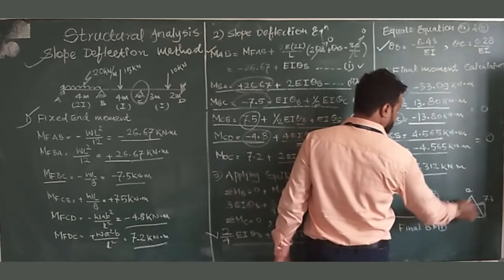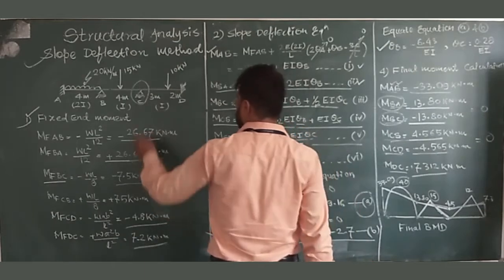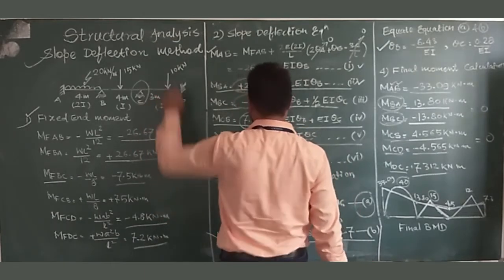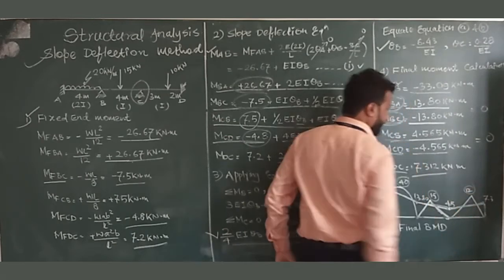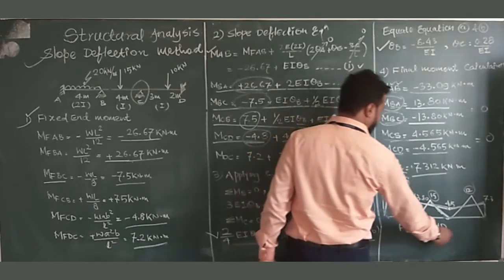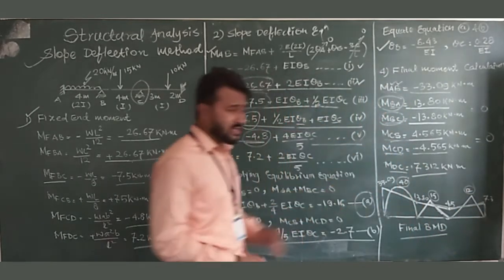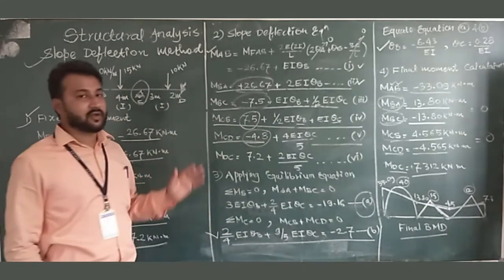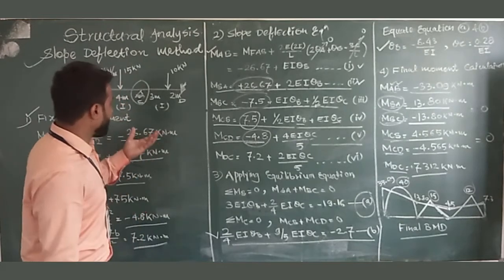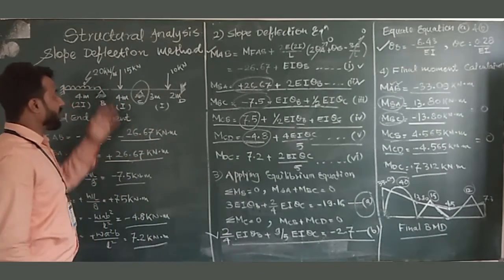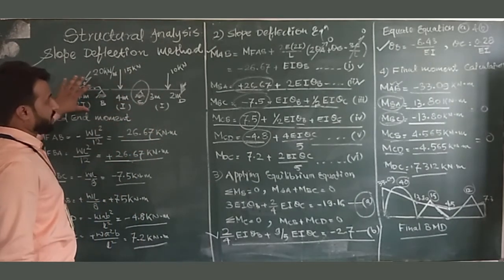Okay. Now the third member, the CD member, has an eccentric point load. So Wab by L, we are getting the 12 kN value. So this is the final bending moment diagram that we have drawn, looking into the final moments which we have got. Okay, so this is how to calculate the final moment by the slope deflection method when 3 beams are given.